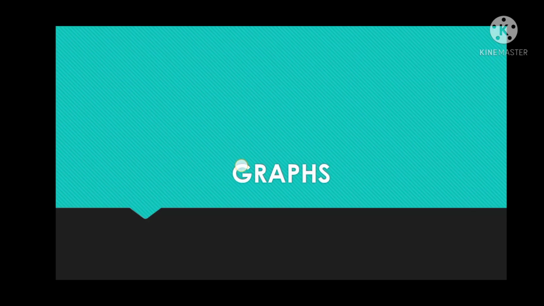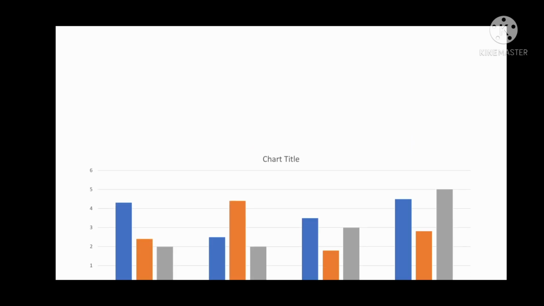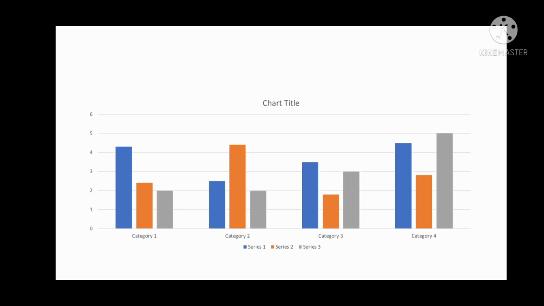Next, we have the graphs. So the graphs will be the visual representation of your data in a research. There are different types of graph, and I will be flashing the different pictures of it, and you will be identifying what type of graph the picture shows. Let's start. So what type of graph? This is a bar graph.